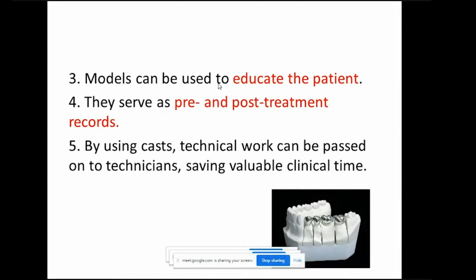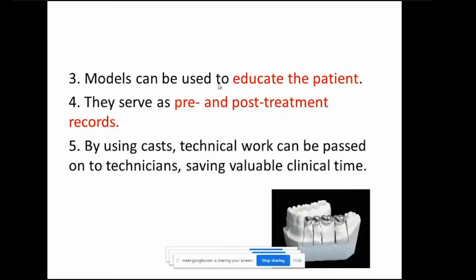And during scaling and polishing, when you have the cast or model, for these times you can demonstrate the way how to brush the patient. It is easily you can demonstrate to the patient in order to brush the teeth. Okay.